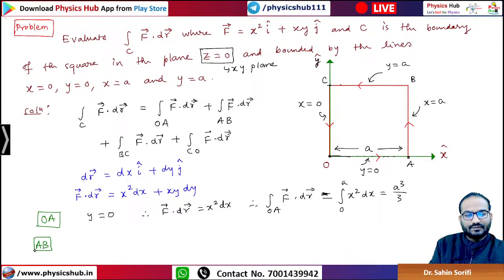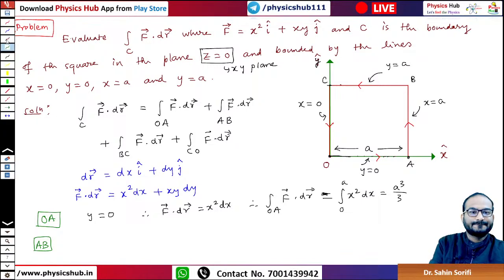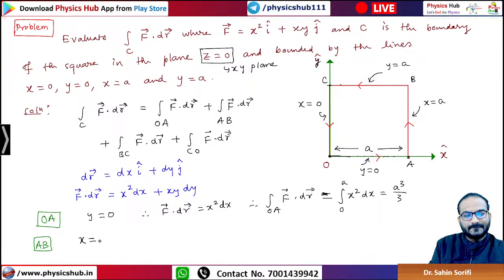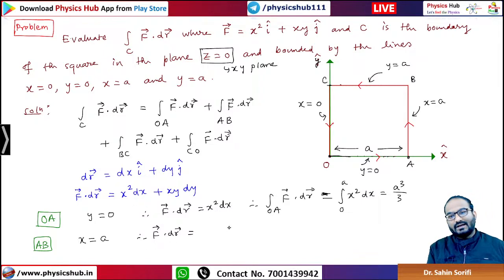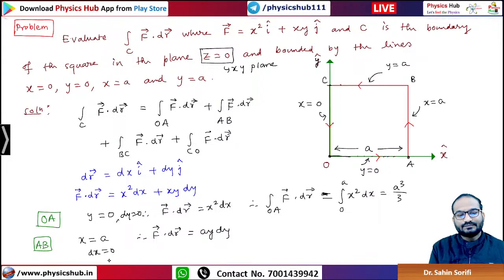For AB, what do we have? x equals a, right? x equals a. So what will be the value of F dot dr? A square, and here x is not changing, so dx is equal to 0, right? So the first term is vanishing and x equals a, so this is nothing but a y dy. Here dx is also equal to 0. So along the path AB, what is your F dot dr? It is nothing but a times y dy.